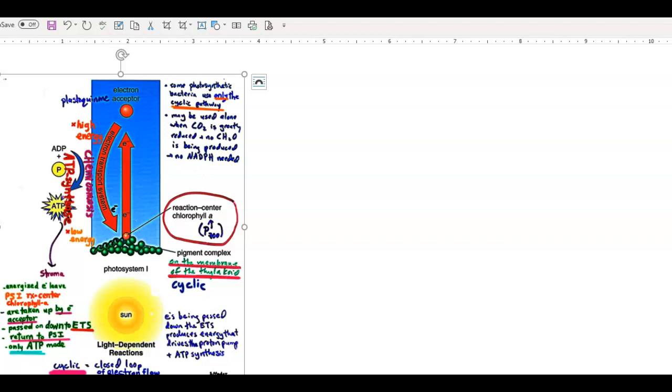Hydrogens build up on the inside. They're trying to get away from each other. They're all positives. Wants to go from high concentration to low concentration. So hydrogens are going to try to get away from each other by going through ATP synthase. So because they want to go from high to low, they're going to go through ATP synthase. So it's that concentration gradient that's powering chemiosmosis.